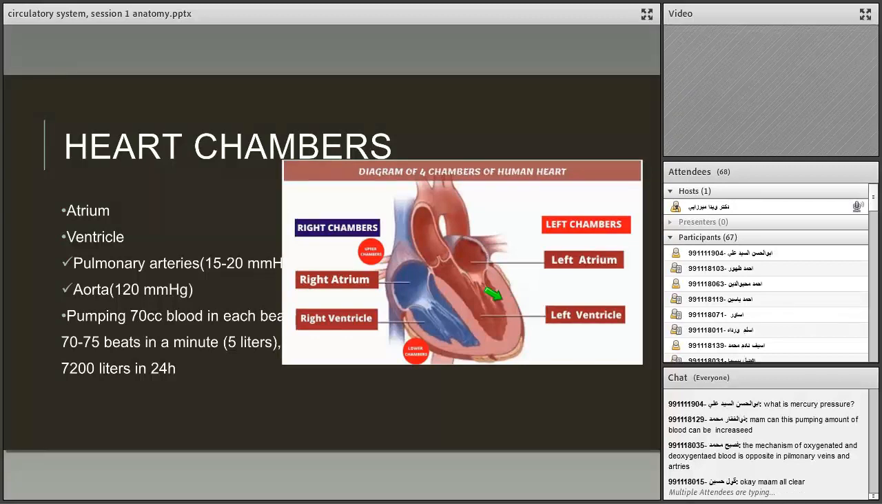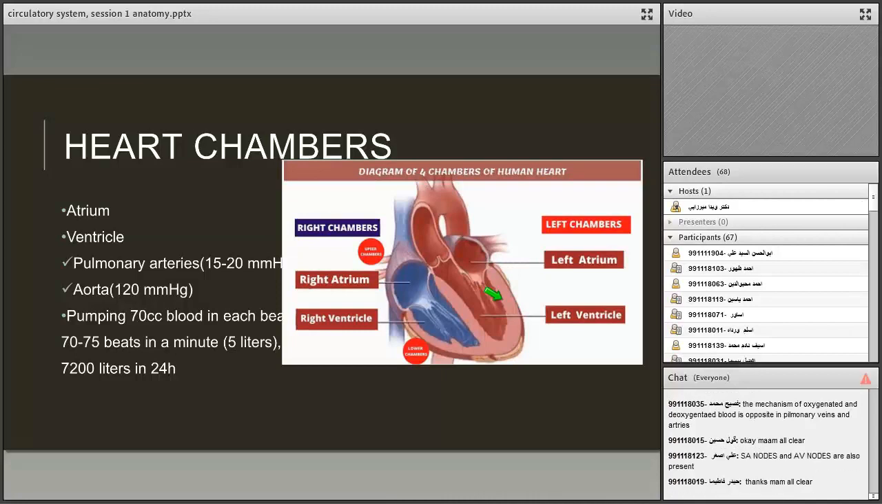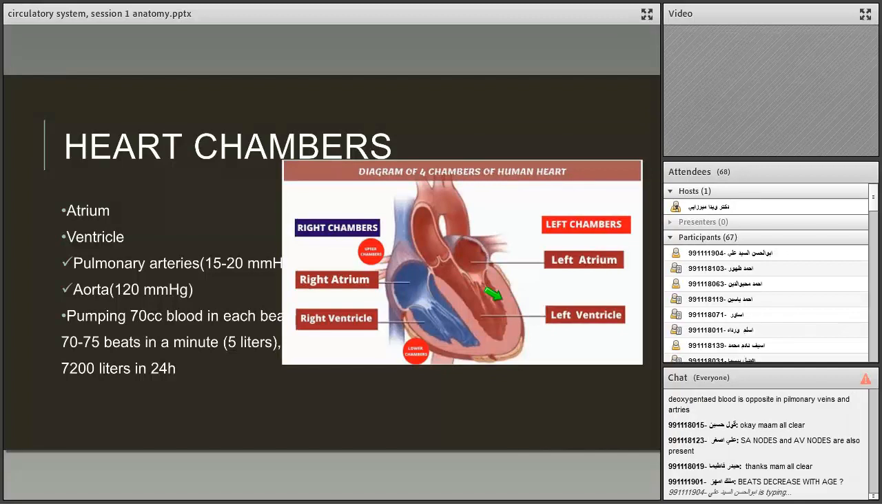Yes, the oxygenated and deoxygenated blood is opposite in pulmonary veins and arteries. In the pulmonary artery, we have deoxygenated blood. Pay attention, it was a good point that Mr. Fassi mentioned. In pulmonary arteries, we have deoxygenated blood. It will go to the lungs, exchange the gases, and after exchanging, in the pulmonary veins, we have oxygenated blood. Okay?